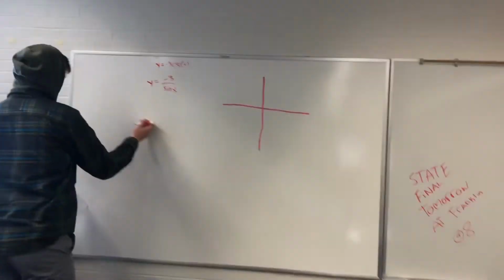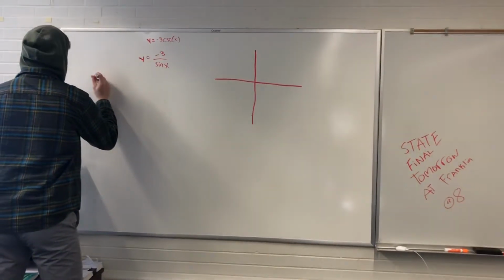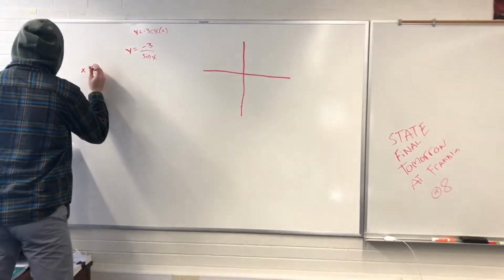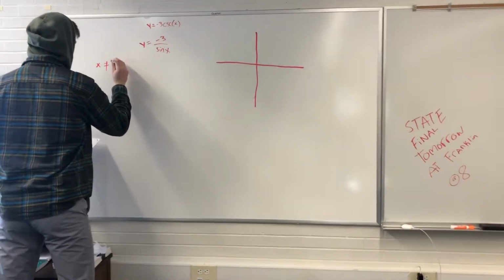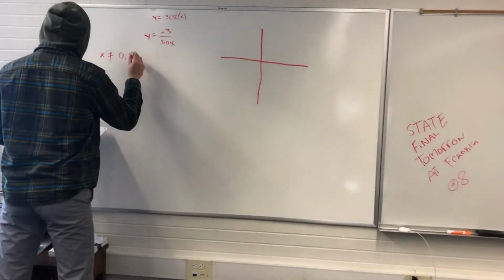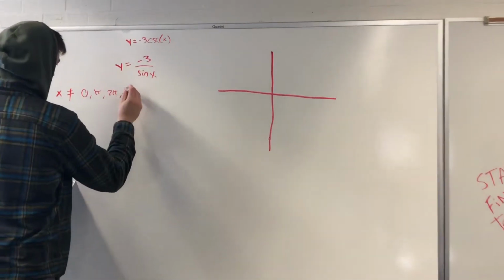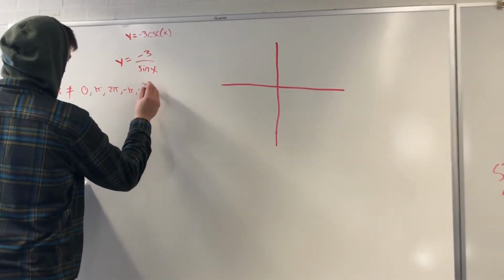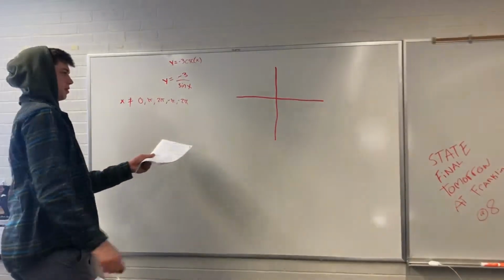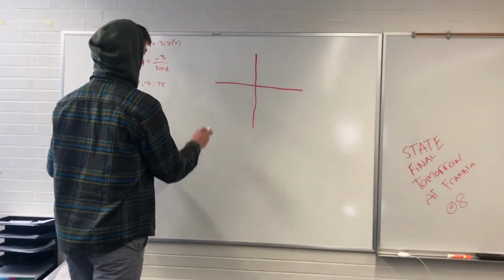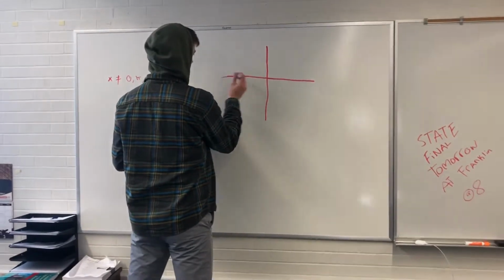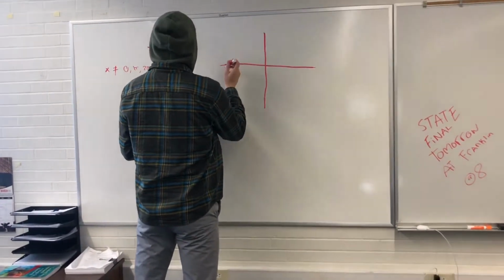We got to make sure that x doesn't equal 0, pi, 2 pi, and then negative pi, and negative 2 pi, because that's what our asymptotes are going to be when we graph it. So we'll graph those right here.